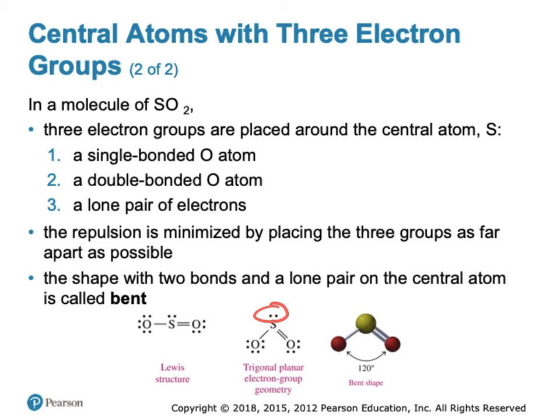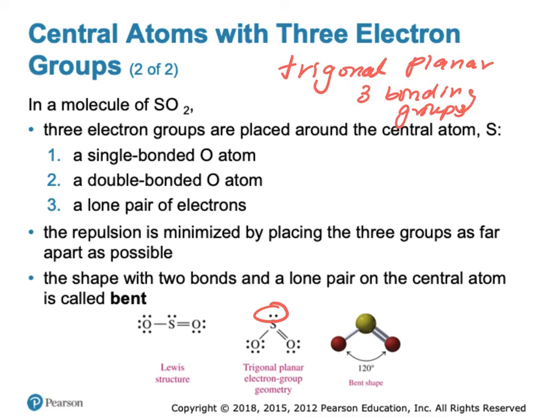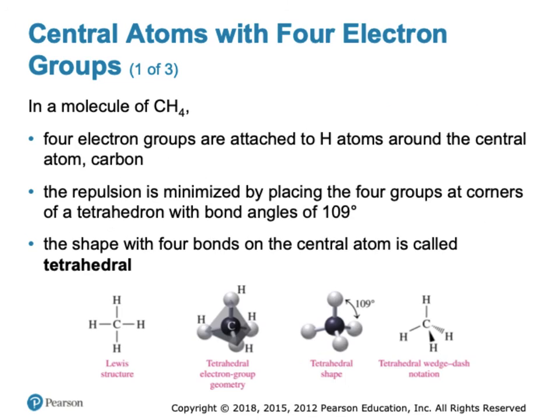For our purposes, when you have something that's trigonal planar, there will be 3 bonding groups, similar to what we saw in that previous slide.